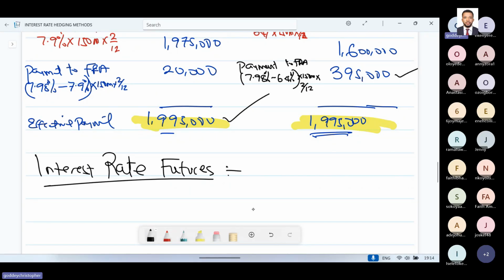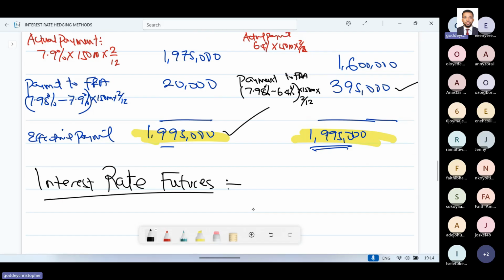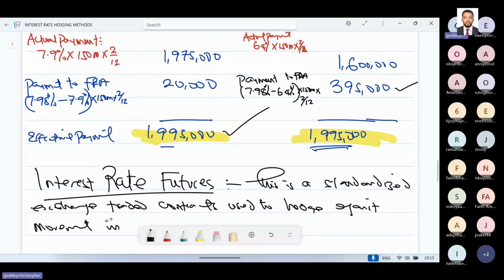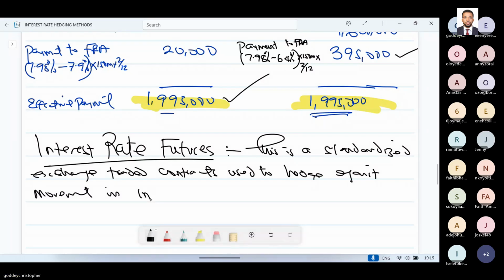Remember, interest rate future is a standardized exchange-traded contract, Abby. Used to hedge against movement in what? In interest rate.